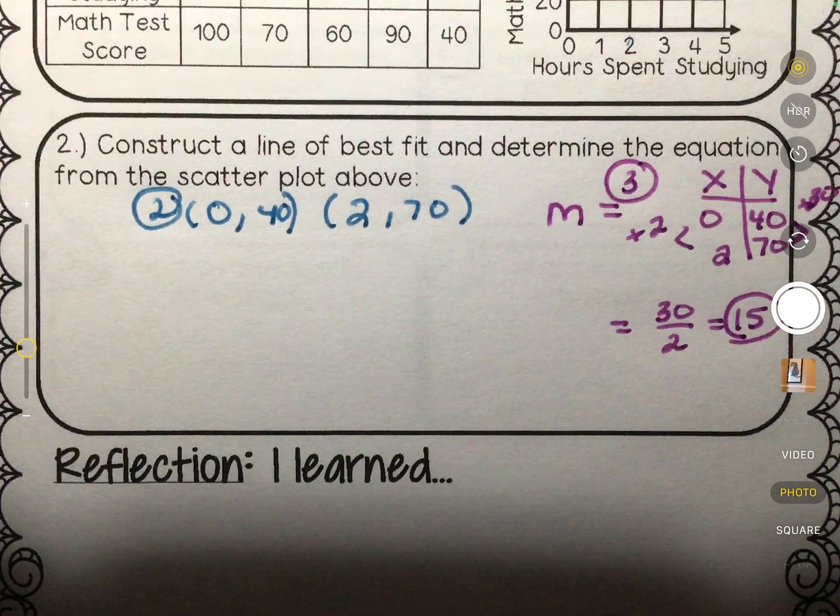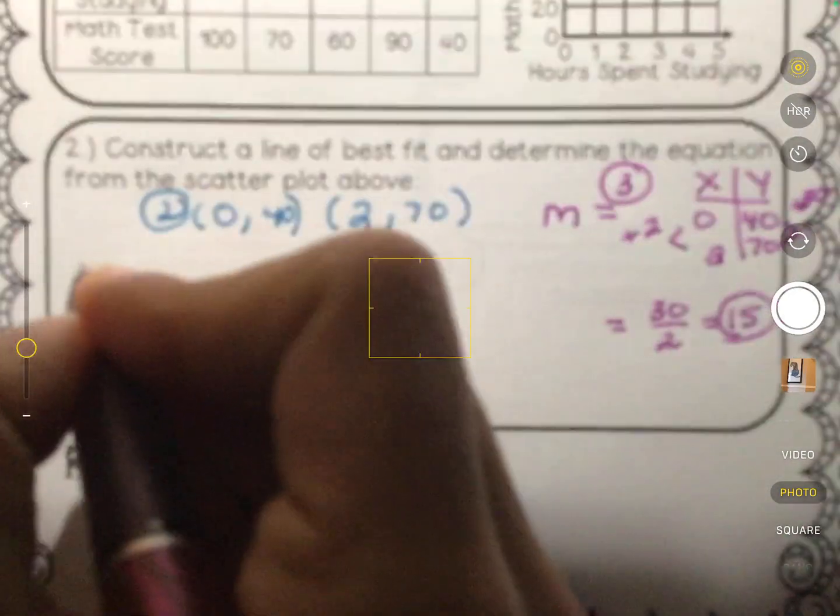So my slope, I had 0, 40 to 70. The change from 40 to 70 is plus 30. Oh, I thought it was 4. The change of 0 to 2 is plus 2. And then you put y over x. So 30 over 2 is 15. Okay, that makes a lot more sense.